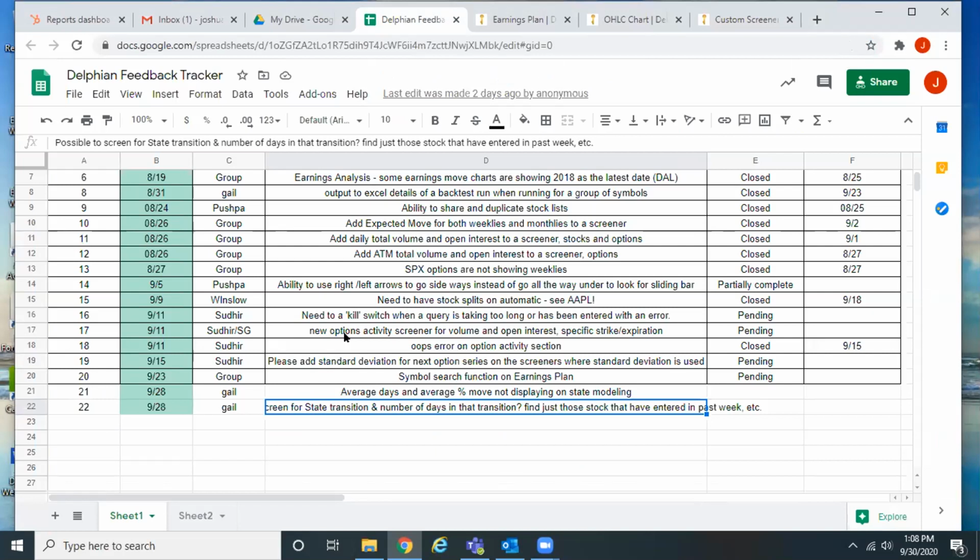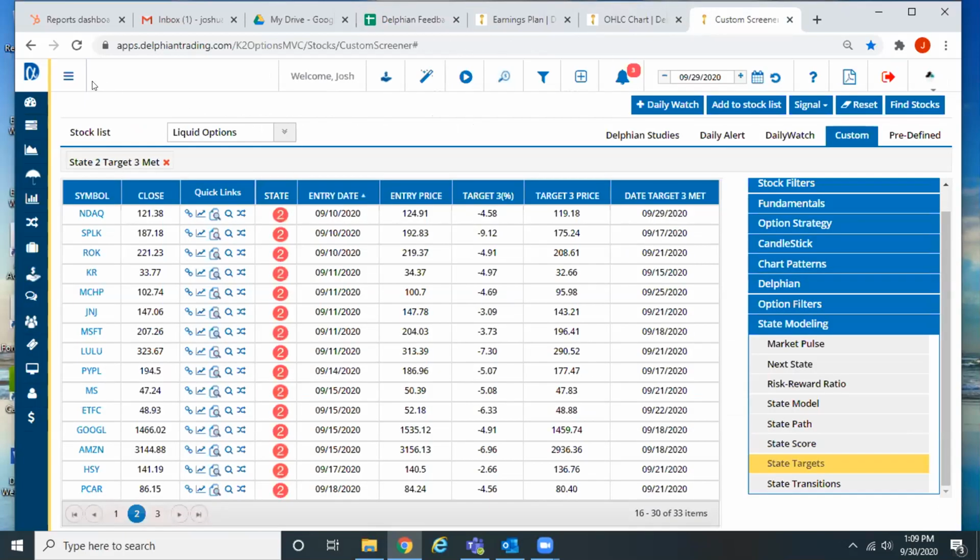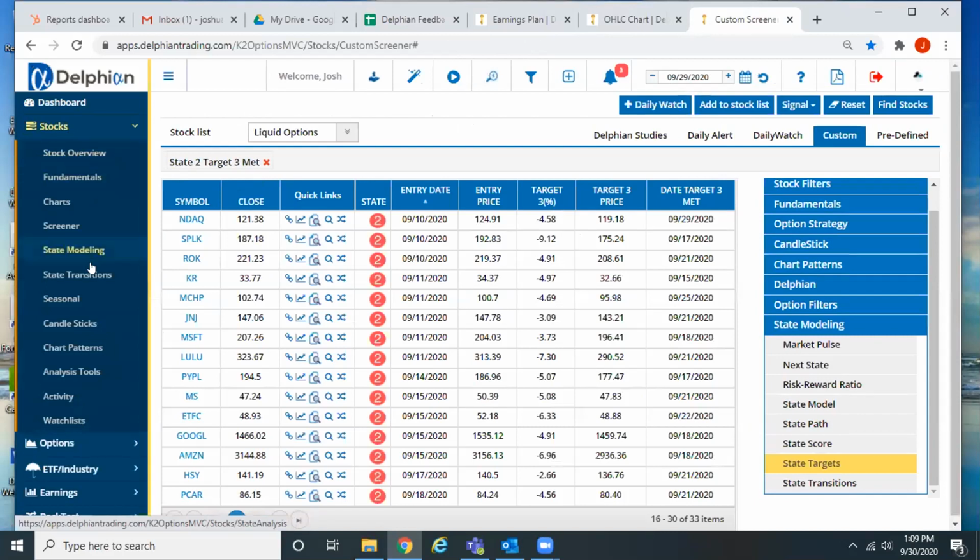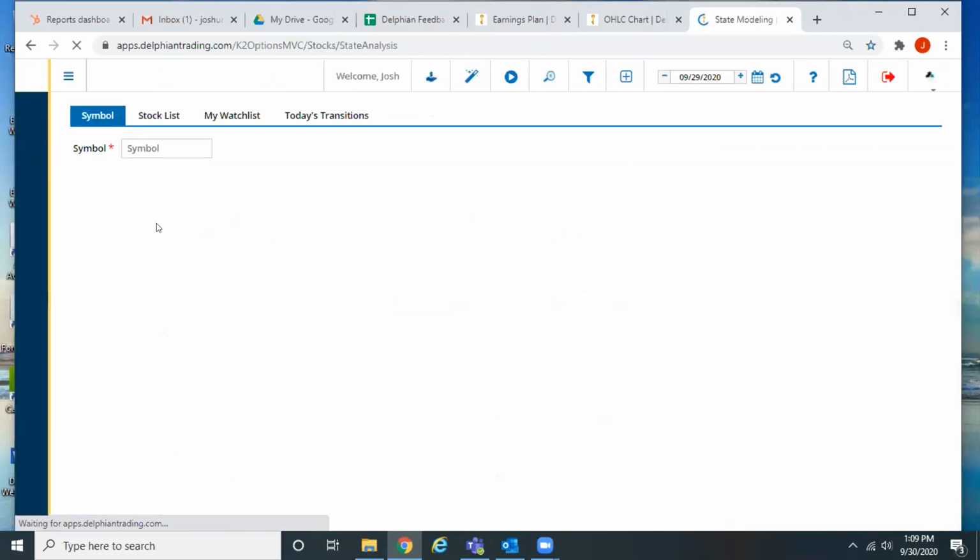I do want to let you guys know that we have been working on expanding our stock universe. So right now, Shawn and I are in testing, and we're going to move up to 4,000 symbols. So it's going to be pretty much everything that's optionable in the U.S. markets. So it's a little over 4,000 symbols. That'll include the state modeling and everything.